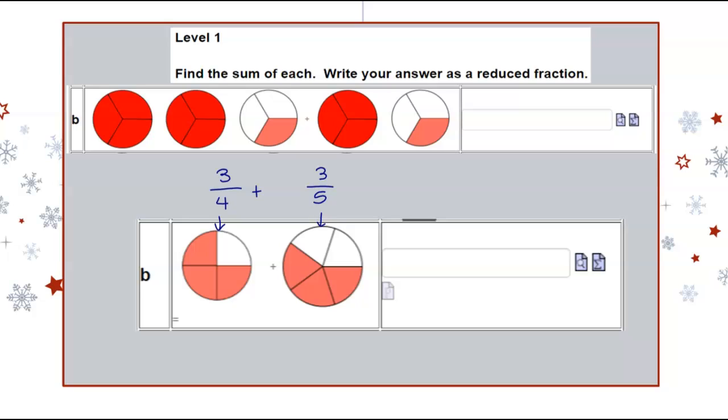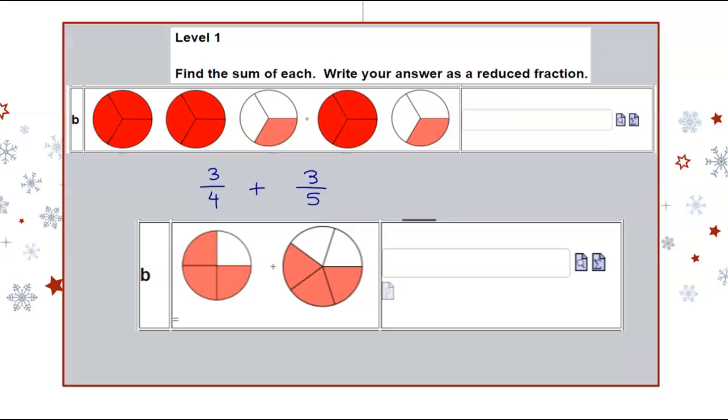Well, we can't add these together because they don't have a common denominator. These 3 are definitely different than those 3. So you can't add them and say 6 out of 9, because that's not 9 equal sections for every whole. So in order to add these, we need a common denominator. So we need to figure out the least common multiple of 4 and 5.